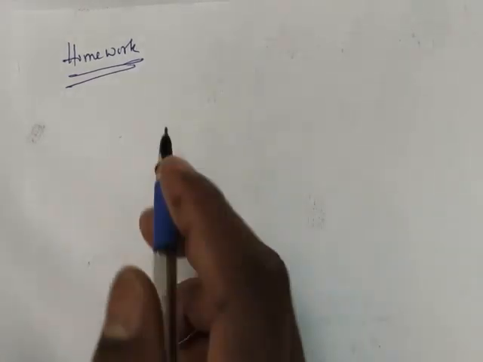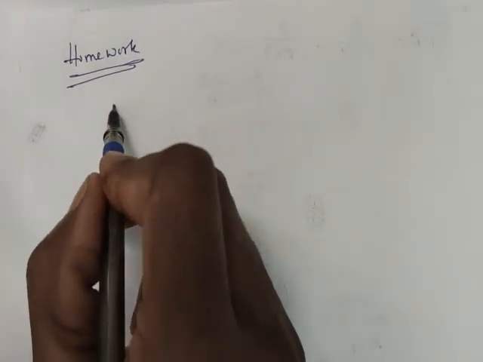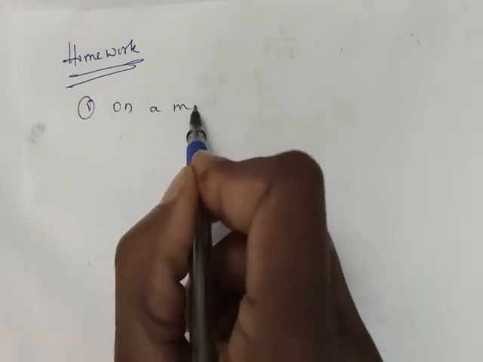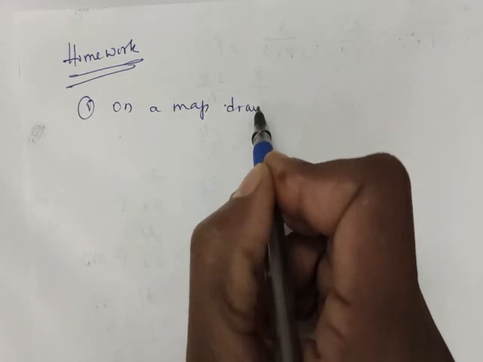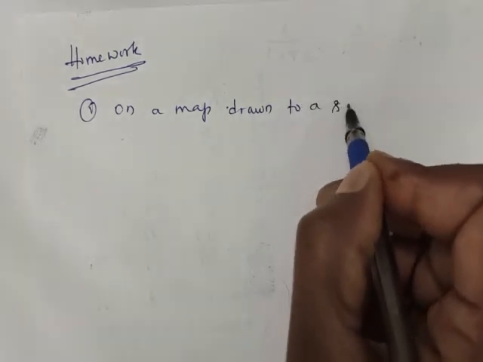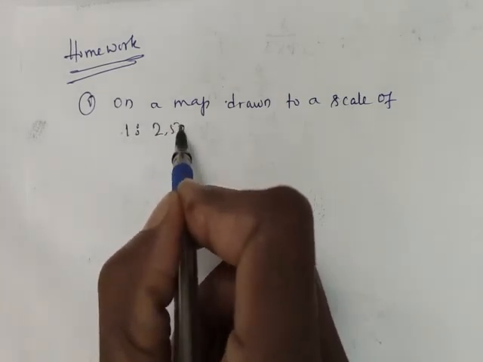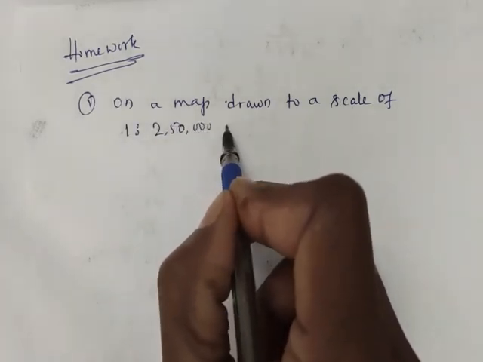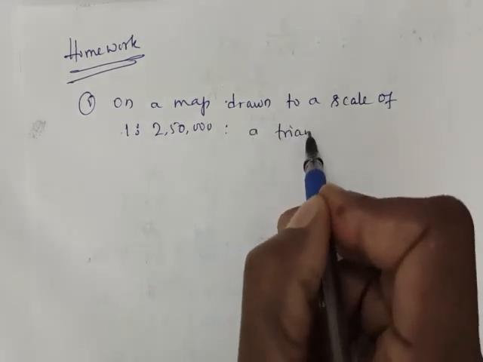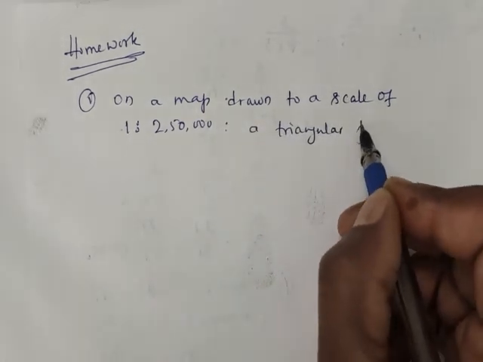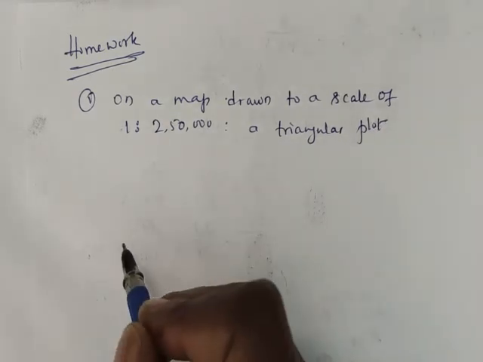I give you 2 problems, one from the similarity of triangles, another one from the applications of maps and models. The first one is: on a map drawn to a scale of 1:250,000, a triangular plot. Just now I explained about a rectangular plot.